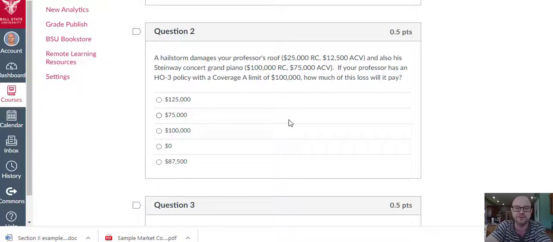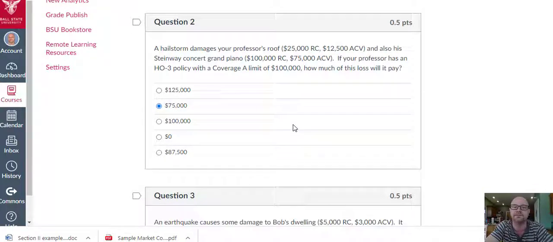Hailstorm damages the professor's roof and also his Steinway concert grand piano. If your limit is 100,000, how much is this going to get paid? Well, your roof covered by hail, not a problem. Your property covered by hail, that's a named peril. You're okay there too. You're going to get actual cash value for your property, except what? What's the most you can get? 50% of coverage A. So if you got 50% of coverage A for the piano, you're only getting 50,000. You'll get 25,000 for the roof. You'll get 75,000 for that total.